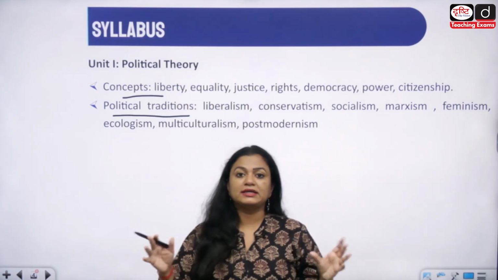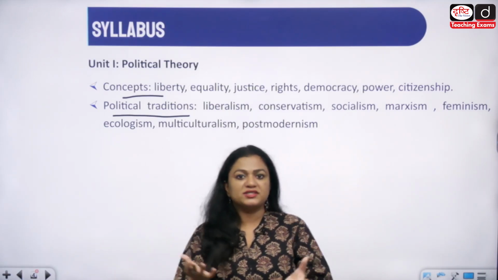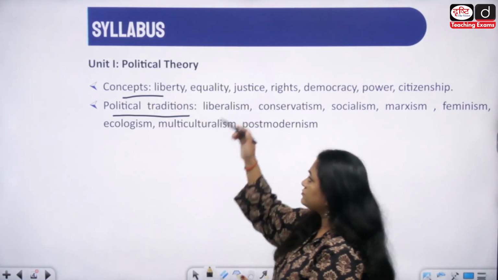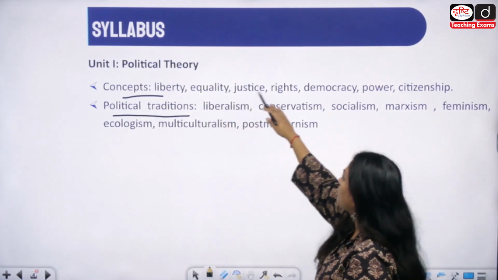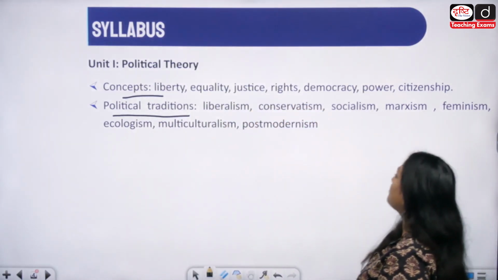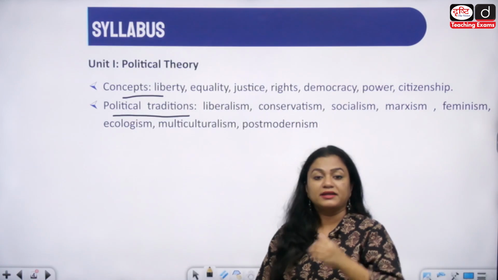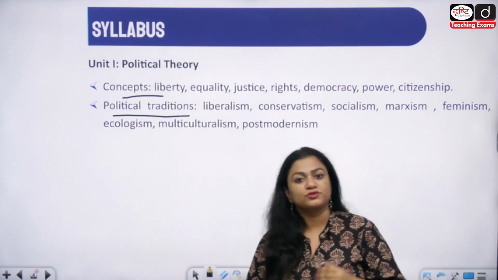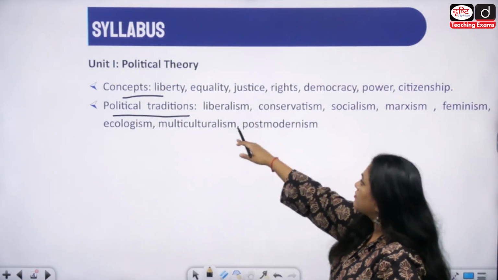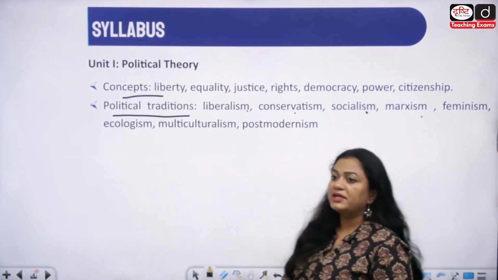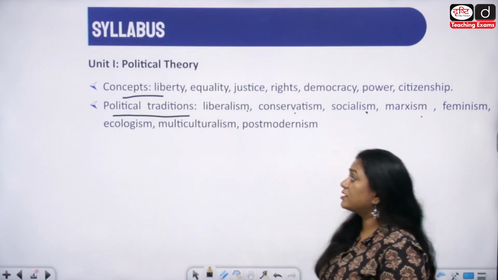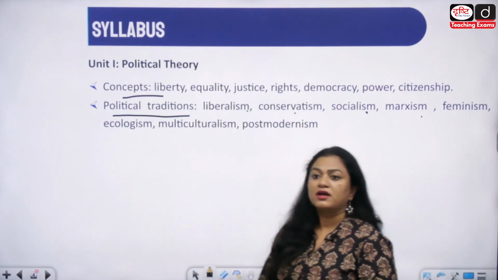So you can see that these are the trends and changes that you observe in political theory, and you have to understand them through various concepts like liberty, equality, justice, rights, democracy, power and citizenship. Then comes the political traditions. We start with liberalism, conservatism, socialism, Marxism, feminism, ecologism, multiculturalism, postmodernism.